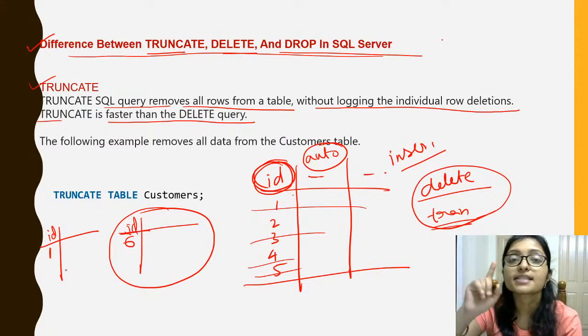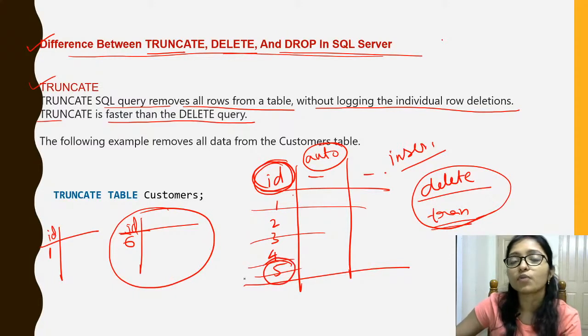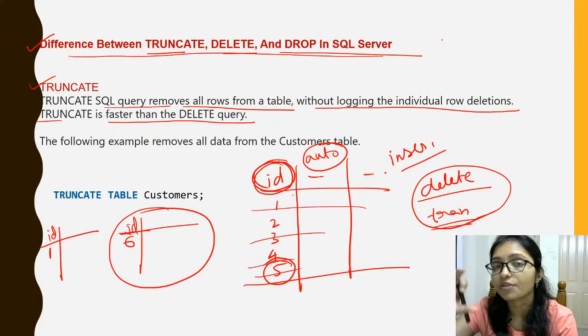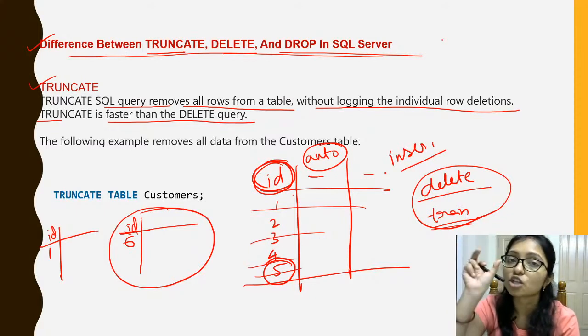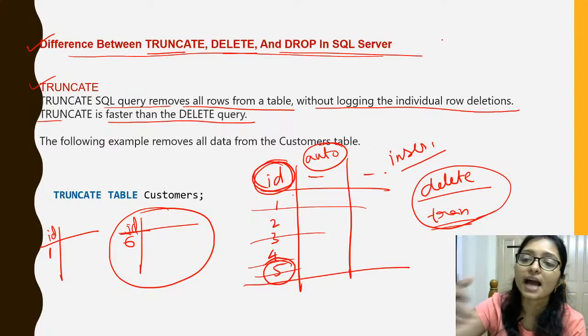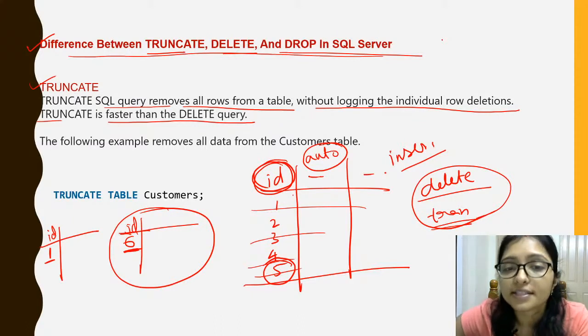Got it? Means the last value of your table was 5. That's why when you are using the delete query, it is saving the memory, it is saving the last log. What is your last log? It is saving it, and from this last log it is trying to start. That's why it starts from 6, but for the truncate it starts from 1 again. Got it? Got the difference?